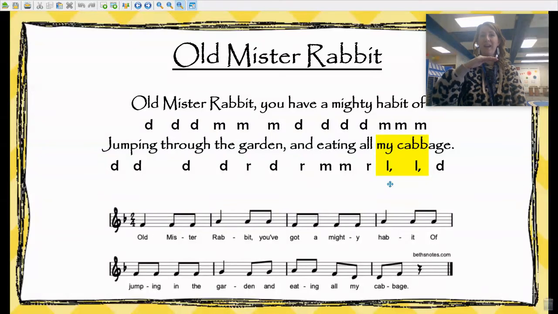Old Mr. Rabbit, you have a mighty habit of jumping through the garden and eating all my cabbage.